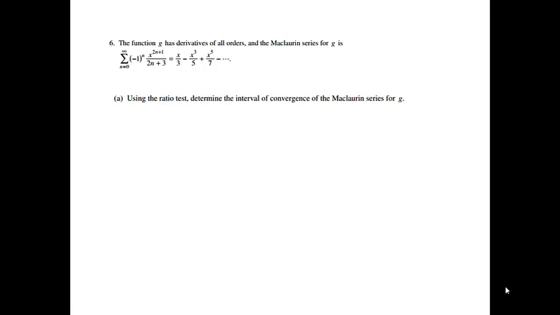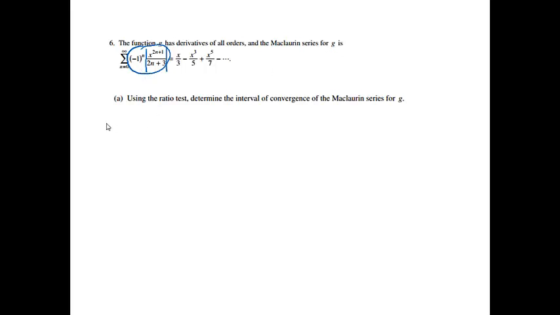Question 6. The function g has derivatives of all orders, and the Maclaurin series for g is given by this formula right there. A. Using the ratio test, determine the interval of convergence of the Maclaurin series for g. So we want to go ahead and take this right here, and since we're using the ratio test, we're actually going to just be using the absolute value. So when we're using the ratio test, we can ignore the alternating part of this problem.